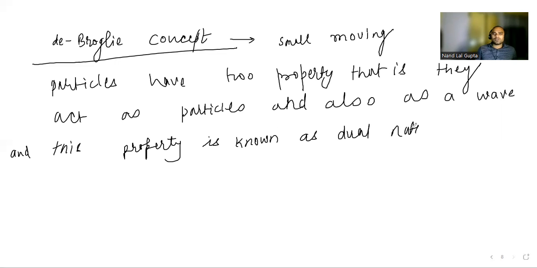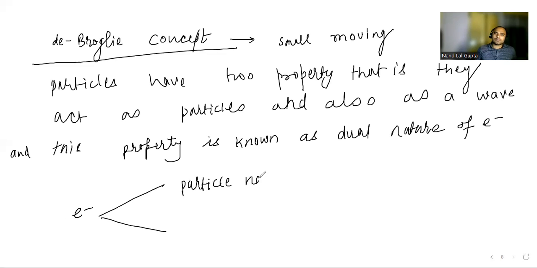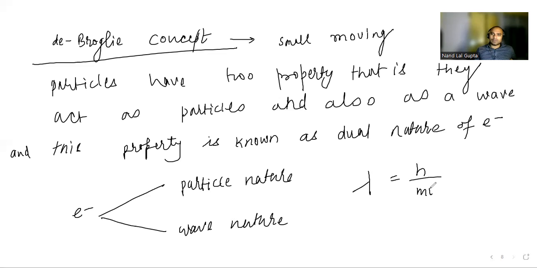Dual nature of electron means the electron is having two properties. The first one is the particle nature, and the second one is called wave nature. How can you define this? So lambda is equal to h by mv. This is the equation they have given.